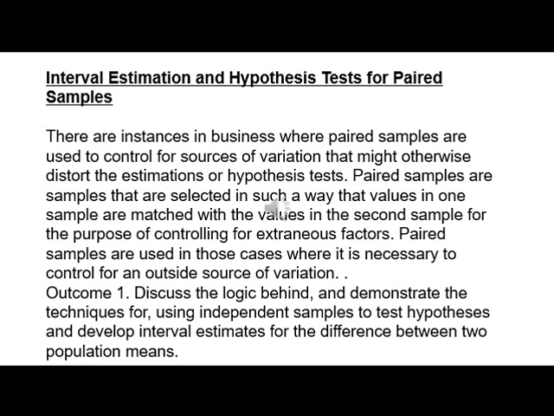Interval estimation and hypothesis tests for paired samples. There are instances in business where paired samples are used to control for sources of variation that might otherwise distort the estimations for hypothesis tests. Paired samples are samples that are selected in such a way that values in one sample are matched with the values in the second sample for the purpose of controlling for extraneous factors. Paired samples are used in those cases where it is necessary to control for an outside source of variation.